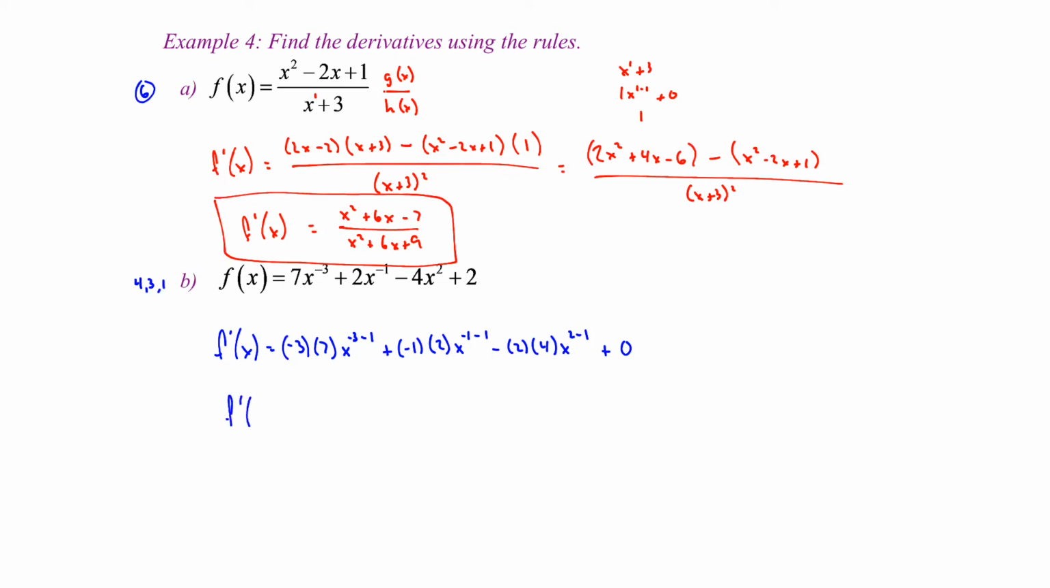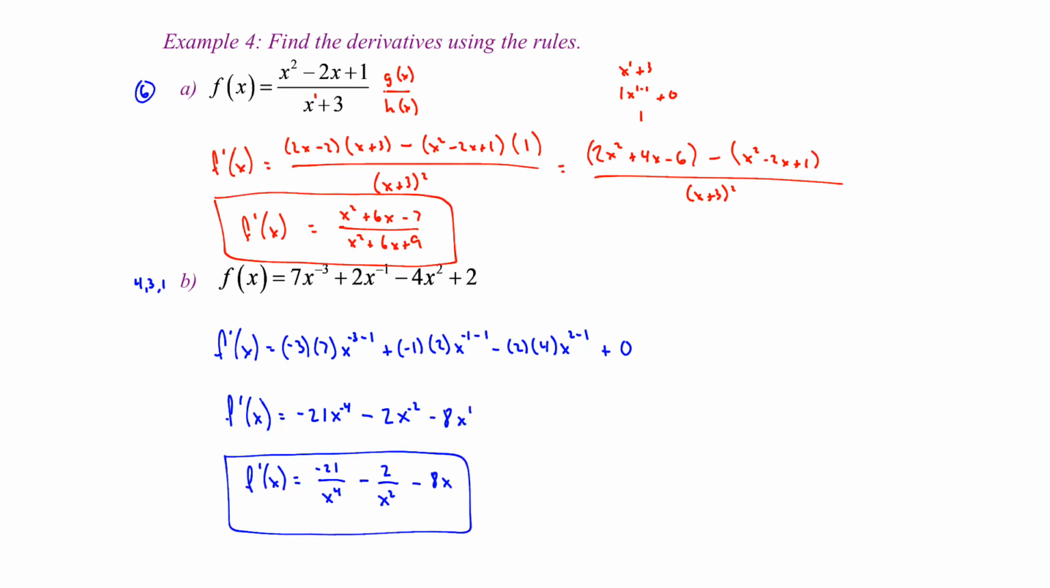So if we simplify this, we'll get the derivative is equal to negative 21x to the negative 4th minus 2 times x raised to the negative 2 minus 8x raised to the 1st, and then once again plus 0. So the only other thing that we really need to do is to simplify the negative exponents. So that would be negative 21 over x to the 4th, just for that term, minus 2 divided by x squared, and then the last one was a positive exponent, so it's just minus 8x. And so there's the derivative in simplified form.